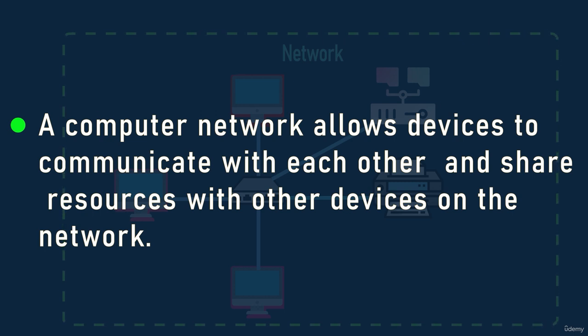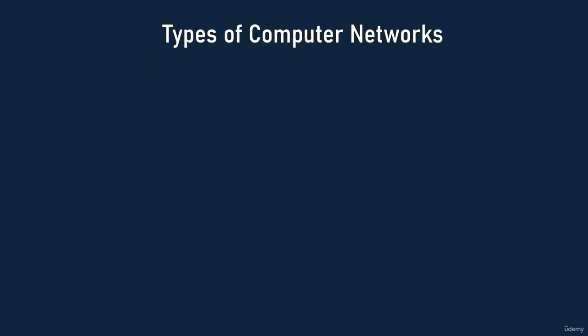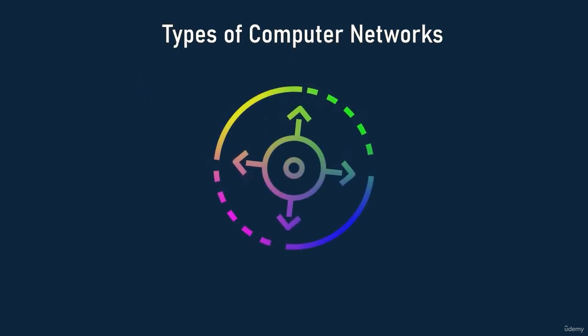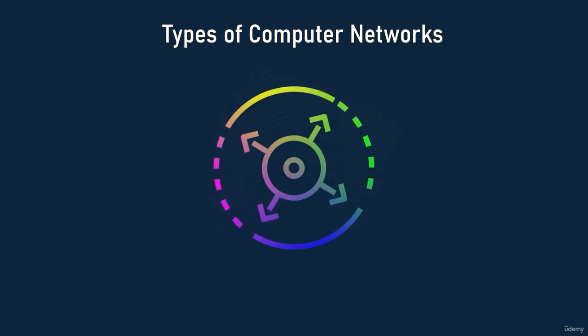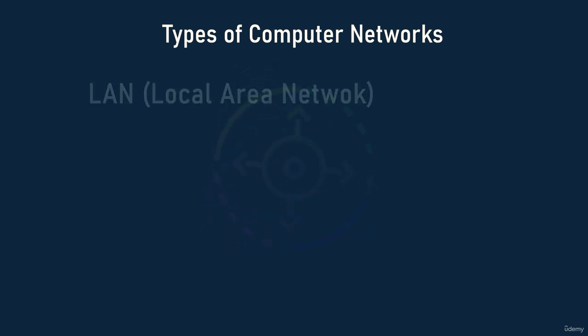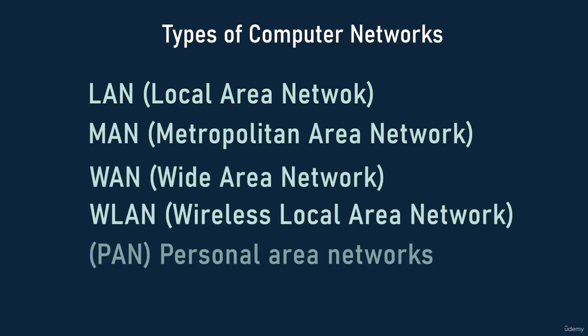Now let's discuss types of networks. Computer networks are divided into different types based on their size and the geographic area that they cover. Some of the most common types of computer networks include LAN, MAN, WAN, WLAN, and personal area networks. We will discuss each network type in detail in the upcoming videos.